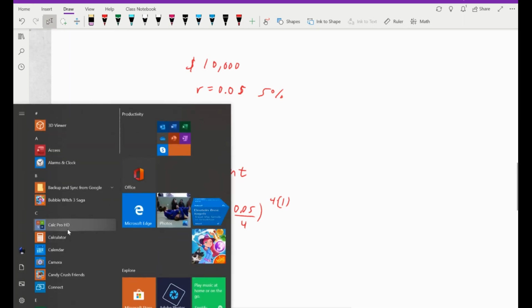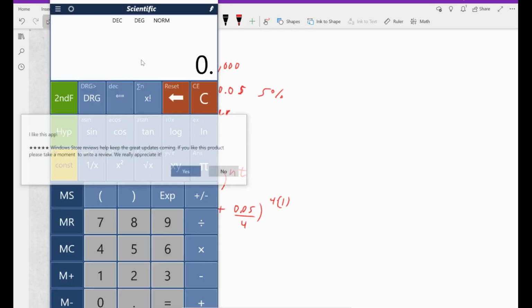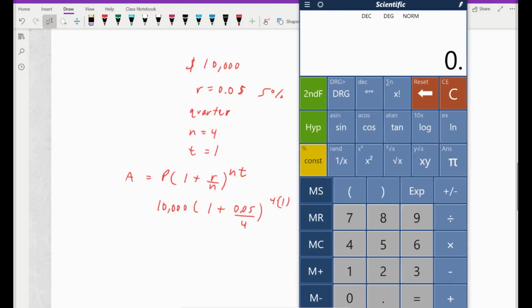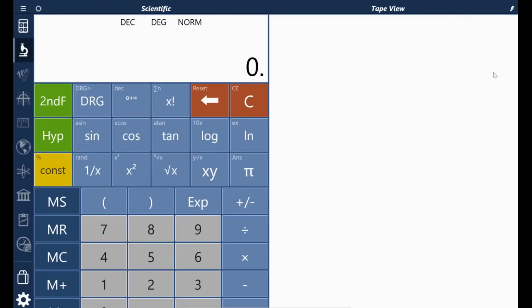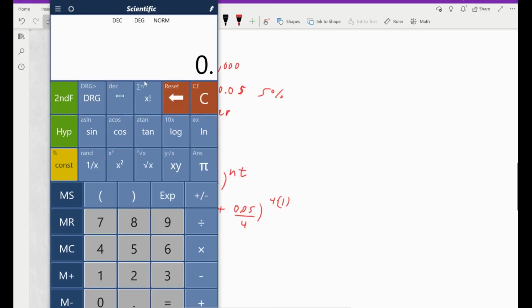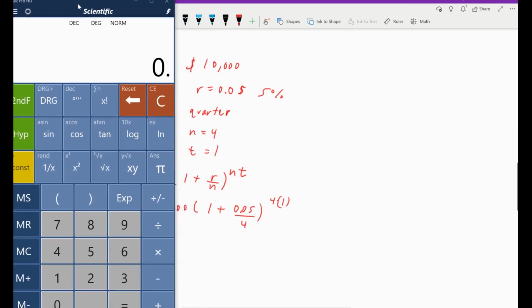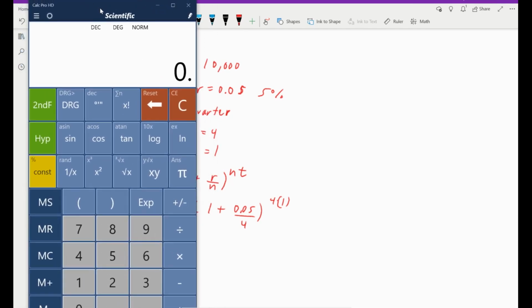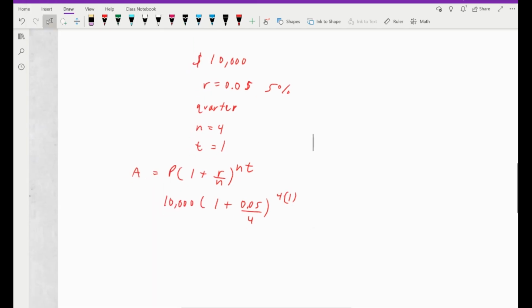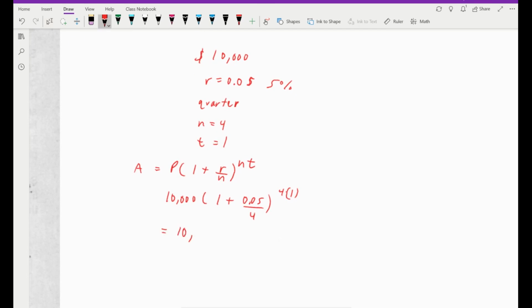Let's get out the calculator. It's a free app, so sometimes it'll ask me things. Let me shrink that down. Okay, so we're going to start with $10,000, and it's going to be 1 plus 0.05 divided by 4, raised to the 4th. And we're going to have $10,509 at the end of 1 year. Now let's think about that.